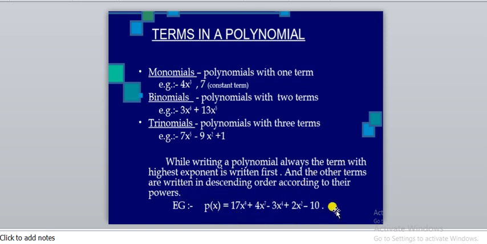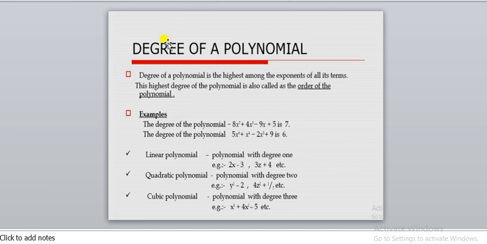Similarly, for example, you can see here 17x raised to 9 plus 4x raised to 7 minus 3x raised to 4 plus 2x raised to 10 minus 2x raised to 2 minus 10. So it is written in descending order. Now let us see the degree of a polynomial. The degree of a polynomial is the highest among the exponents of all its terms.